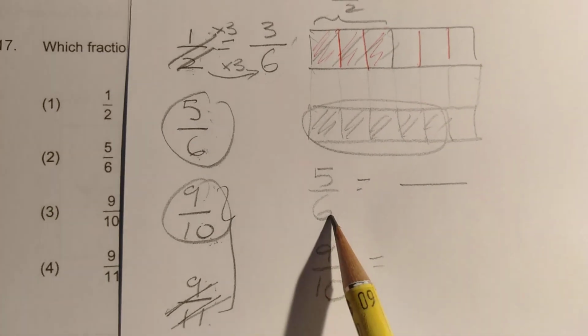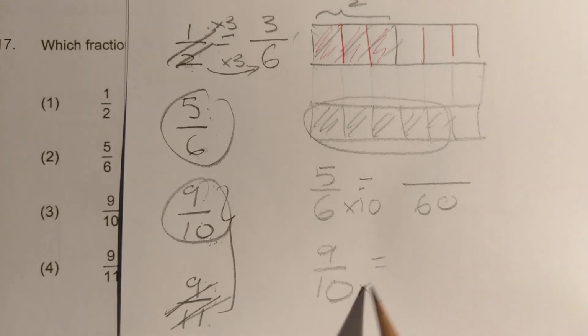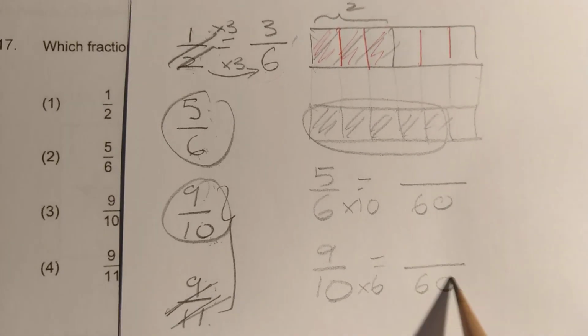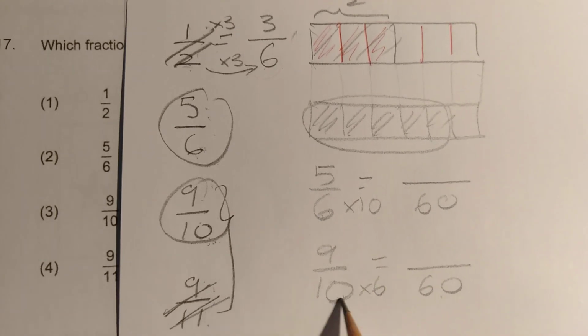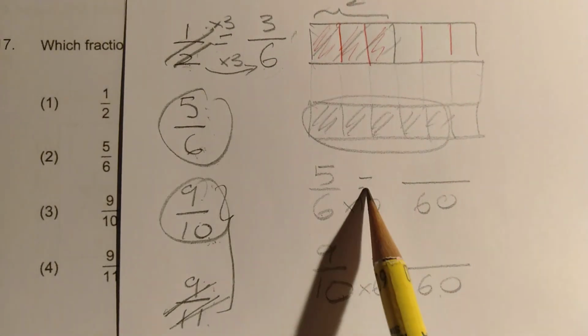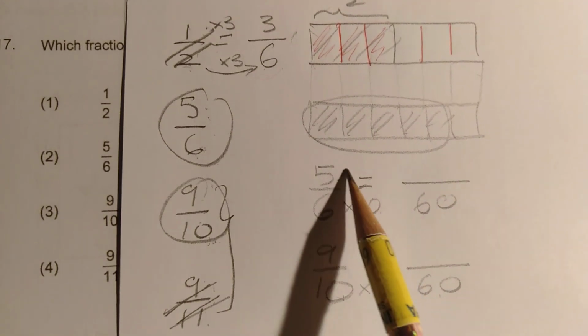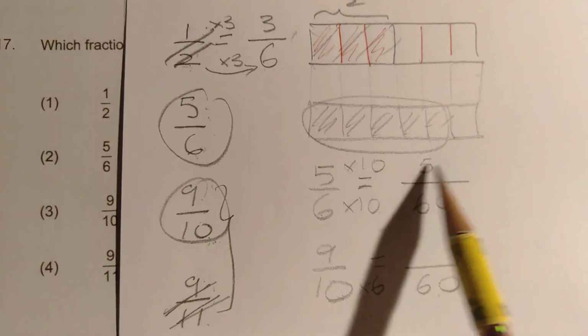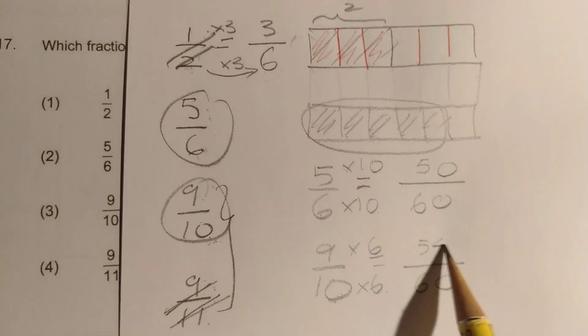I just multiply this by 10, I get 60. I multiply this by 6 and I get 60. Right, 10 times 6, I get 60. 6 times 10, I get 60. Now the numerator should also be changed. 6 times 10, 5 times 10, I have 50. 10 times 6, 9 times 6, I have 54.